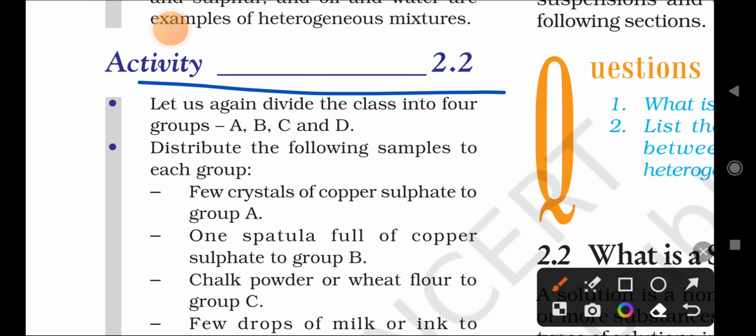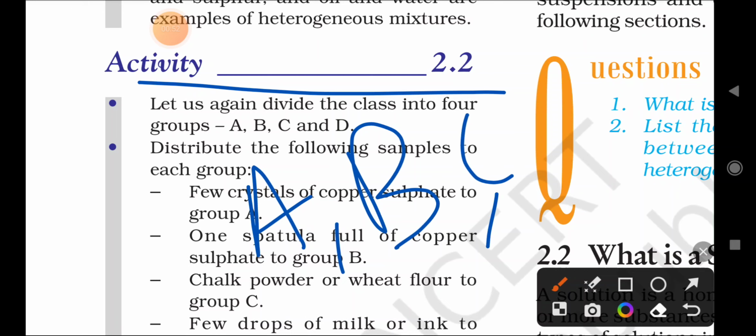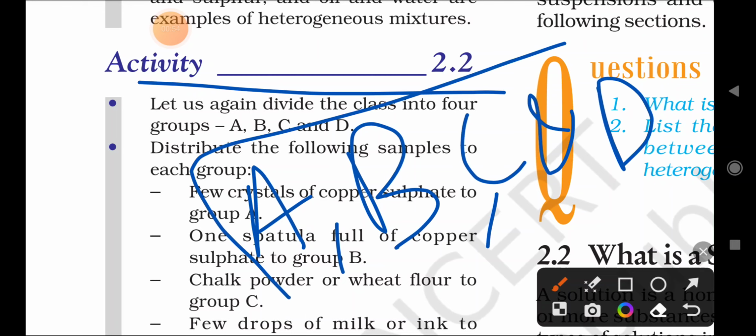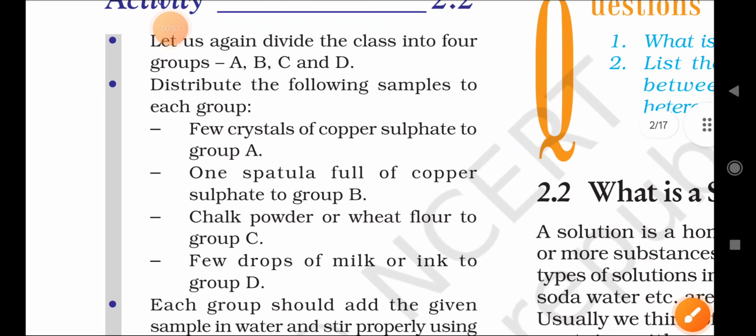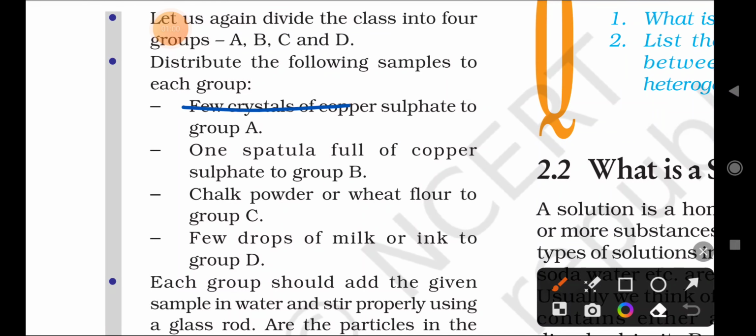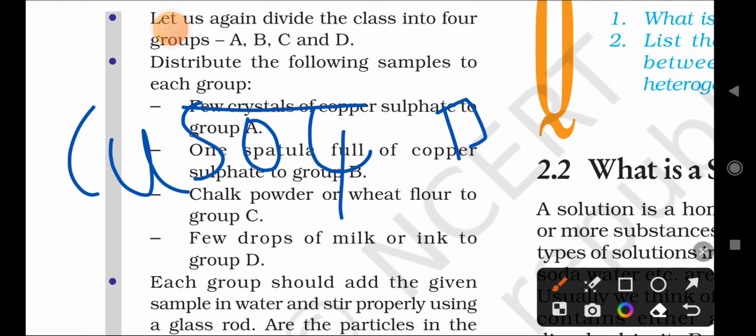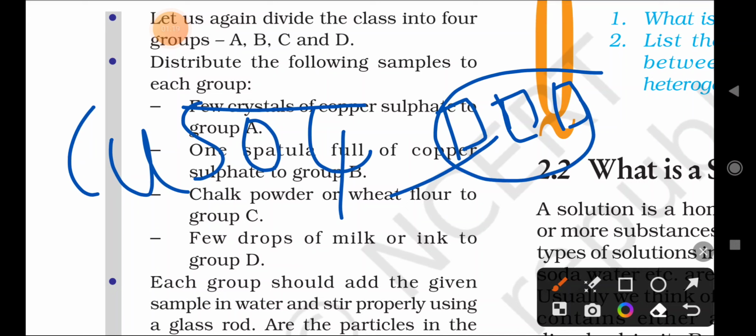Activity 2.2. Let us again divide the class into four groups: A, B, C and D, and you have to give them some solutions. Next, give a few crystals of copper sulfate to group A. Crystal means the small size of sugar grains that you have all seen. That type of crystals you have to give to group A.